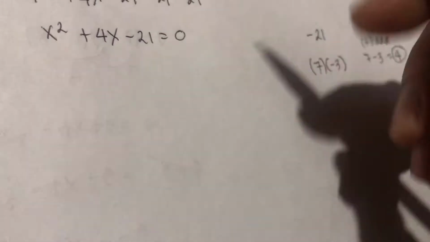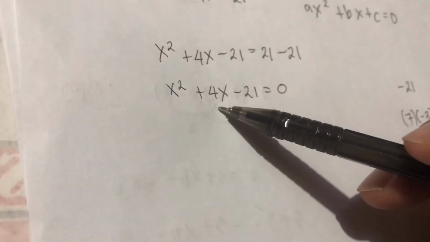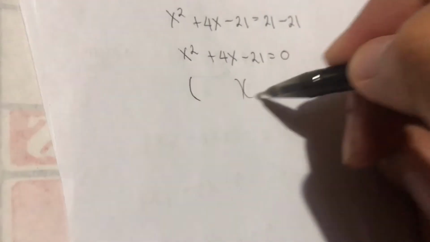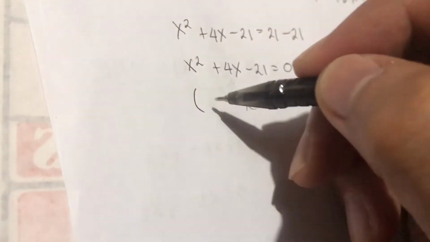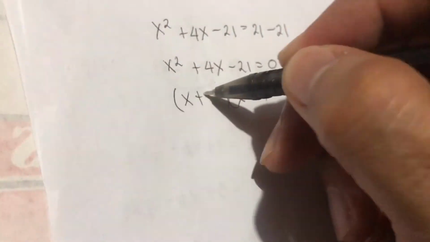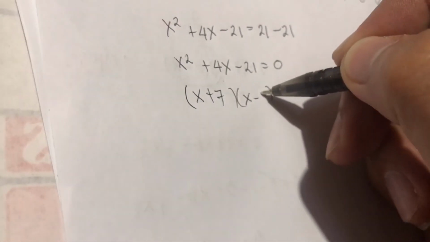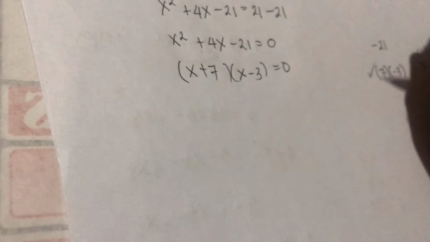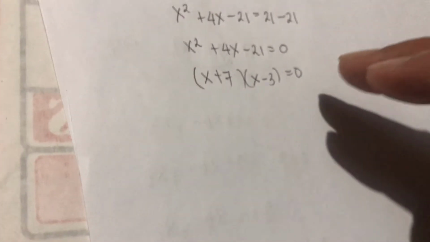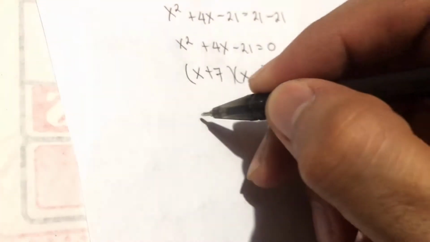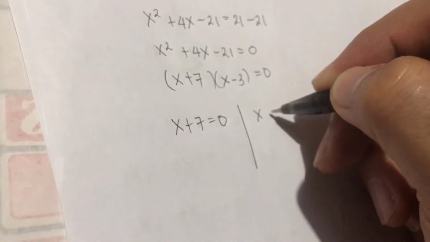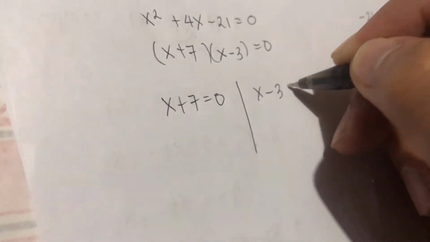So, ibig sabihin nun, tama yung nasa middle term mo. So, we can use this. X squared is x times x. Ano yung factors? Plus 7 minus 3. Next, na-factor na natin yan. So, the next thing we're going to do is to set each factor to 0. So, we have x plus 7 equals 0. X minus 3 equals 0.